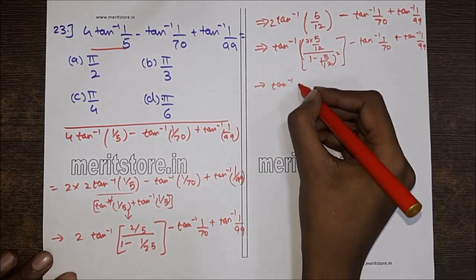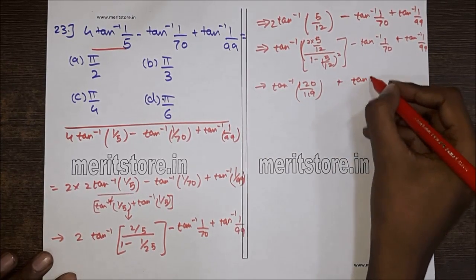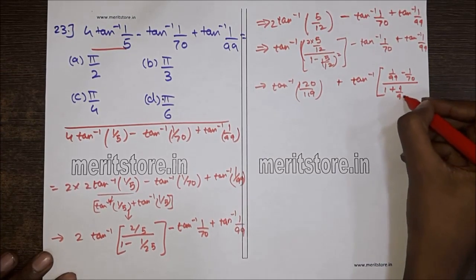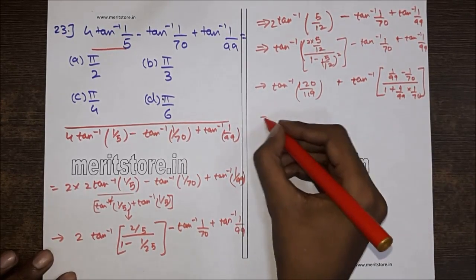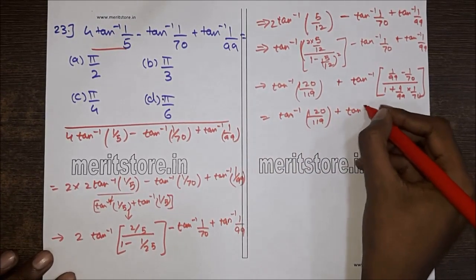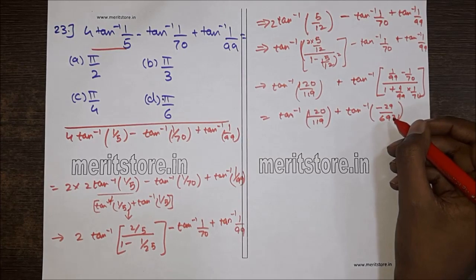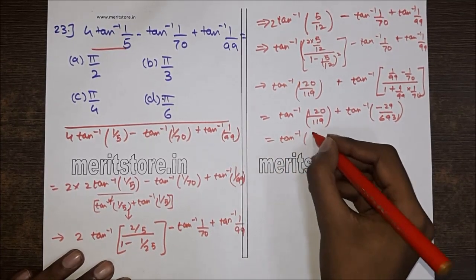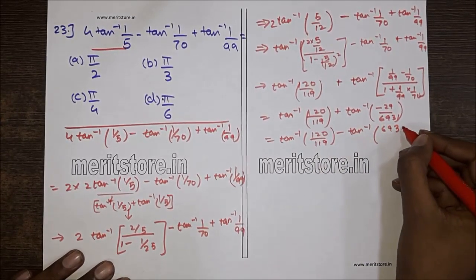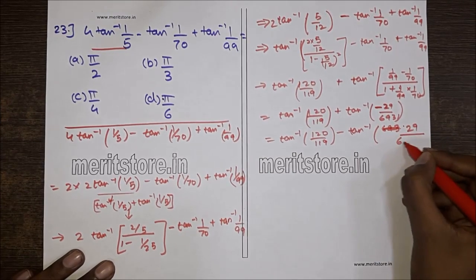This is tan inverse of 120 by 119, and we solve this simultaneously. So we get tan inverse of 1 by 99 minus 1 by 70 upon 1 plus 1 by 99 into 1 by 70. So this is tan inverse of 120 upon 119 plus tan inverse of minus 29 upon 6931. That is tan inverse of 120 by 119 minus tan inverse of 29 upon 6931. This is minus, so we take this outside.